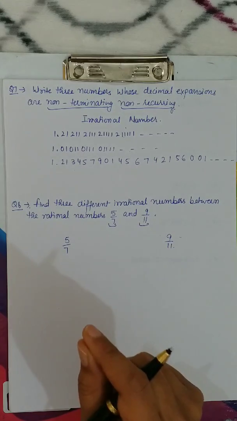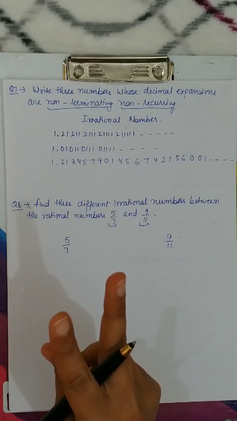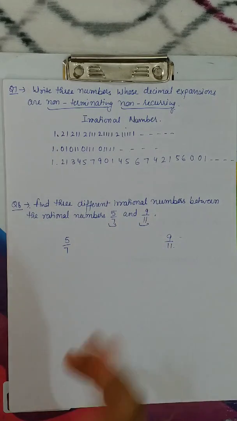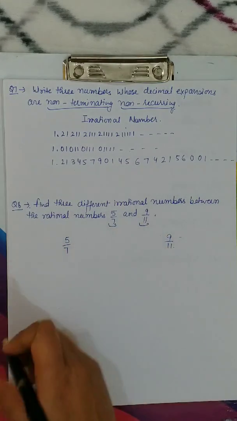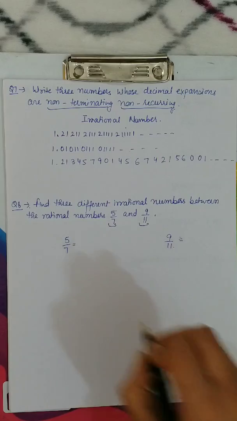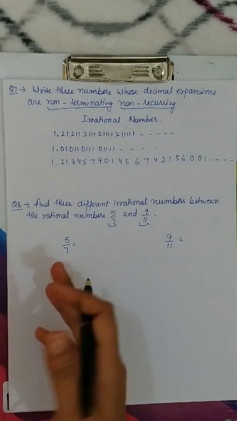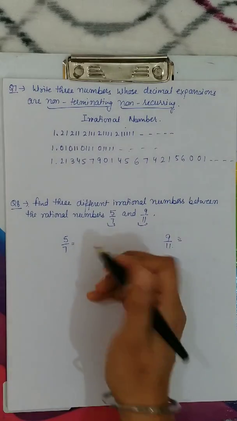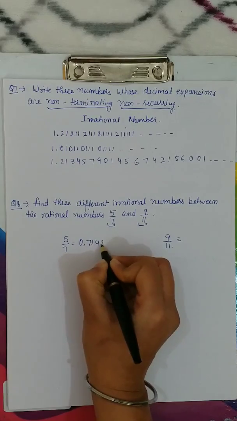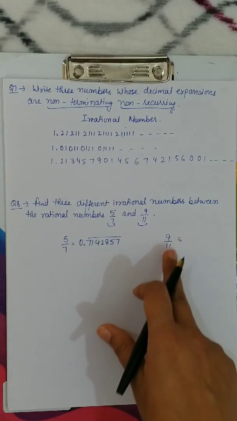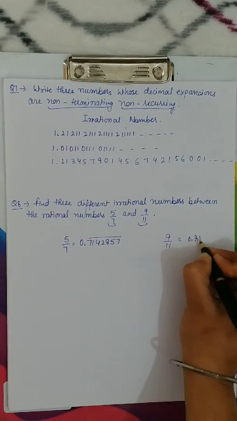So very fast. Between any two rational numbers, there are infinite irrational numbers. If we have any two rational numbers, in between them we have infinite irrational numbers. Now how can we write down these irrational numbers? Very fast, write down their decimal expansion, like we have done earlier in question number 2. The expansion of 5 by 7 is 0.714287. If you do not have it, then find out. And 9 by 11, the decimal expansion is 0.81 bar.